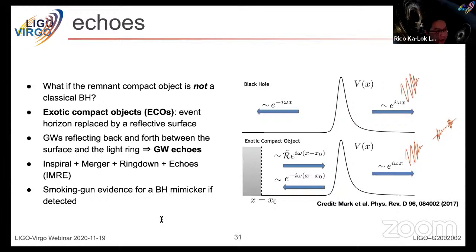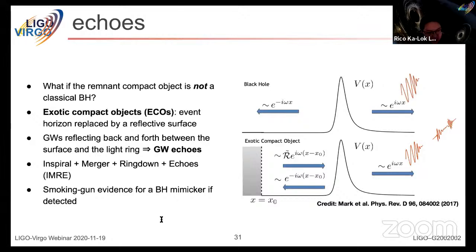And next, let's talk about gravitational wave echoes. If the remnant compact object is not a classical black hole, and instead it is what we call an exotic compact object, where the would-be event horizon is replaced instead by a reflective surface, we expect to see what we call echoes, which are essentially modulated and repeating quasi-normal modes after the ringdown in the post-merger part of the signal.